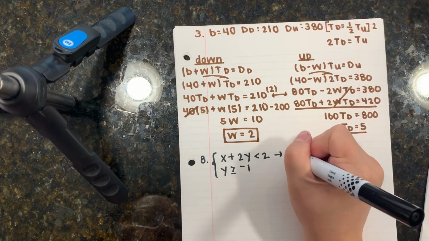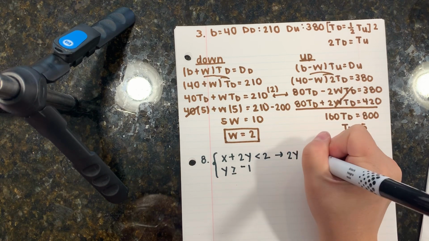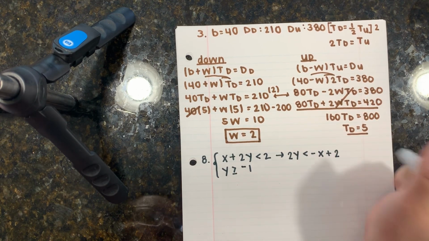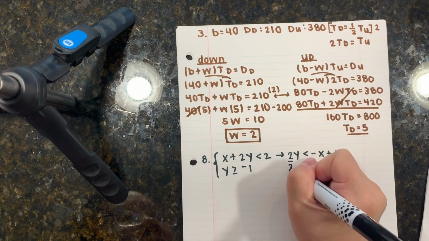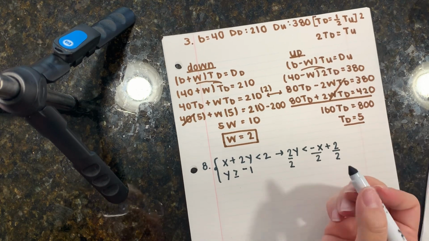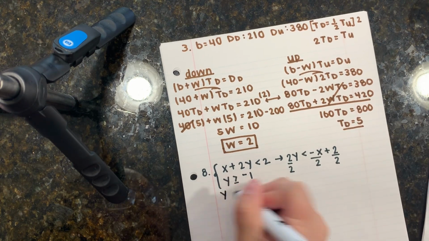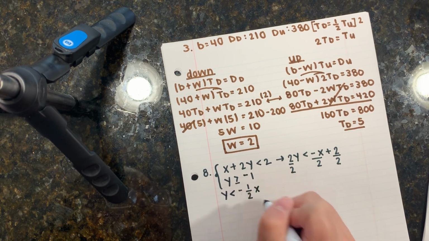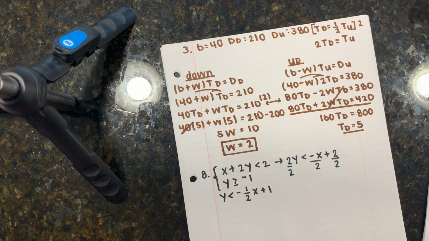I'm going to move the x to the other side, which gives me 2y is less than -x plus 2. Then I'm going to divide everything by 2. You want the y to be on the left-hand side. And so my equation is going to be y is less than -1/2 x plus 1.